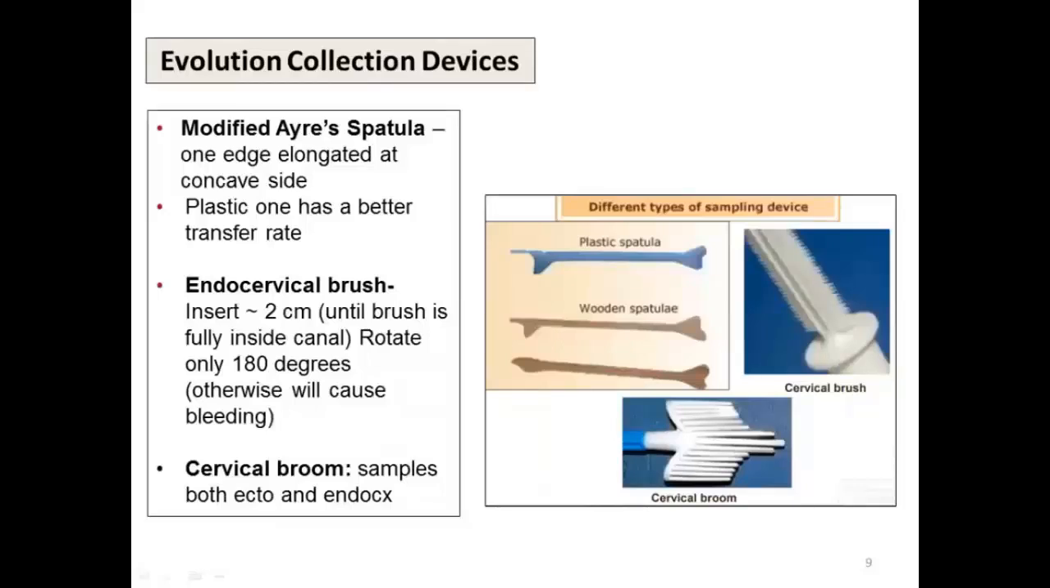Gradually, we evolved over these collection devices. Some modification was done in the original Ayre spatula. One part of the concave end was elongated so as to collect the cells from the endocervix, and the material was also changed to plastic. Later on, industry provided us better brushes and brooms which are made of very fine material and very acceptable to the patient. So this is the cervical brush, the endo brush, which was able to collect material from the endocervix, and this broom which had lateral bristles for the ectocervix and the central longer bristles for the endocervix.